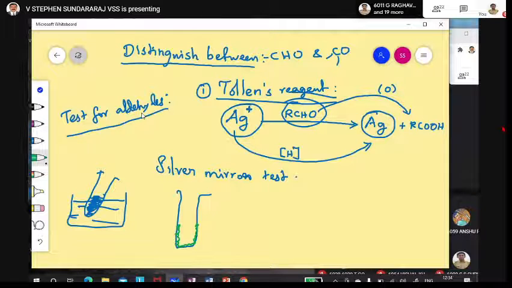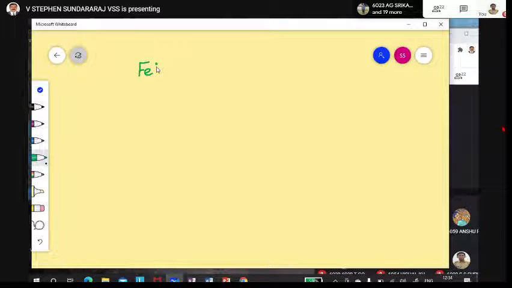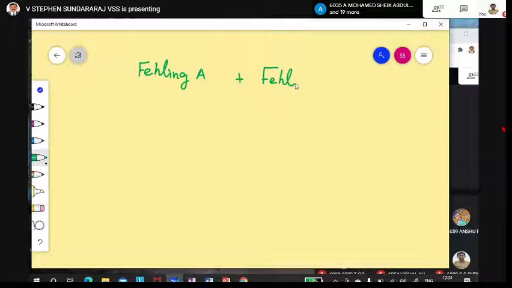Okay. And similarly, another test, the second test. With this I am winding up. The second one is Fehling's test, or Fehling's reaction we say. Fehling's reagent will be used. Fehling's reagent is a mixture of Fehling A plus Fehling B. This is called Fehling's reagent.